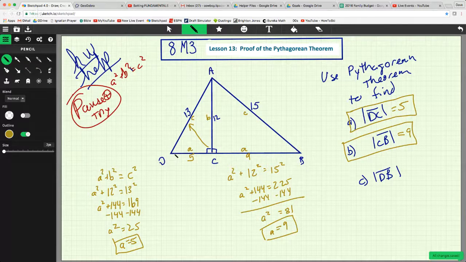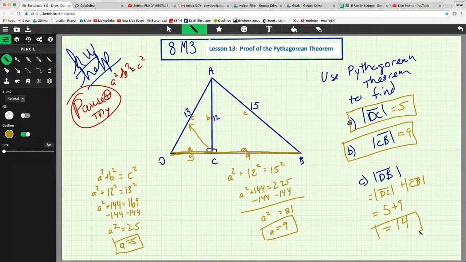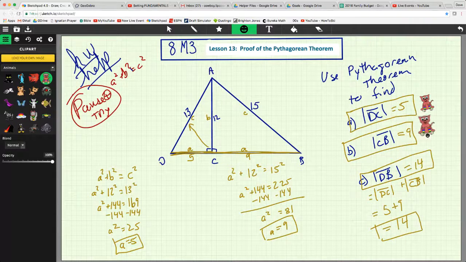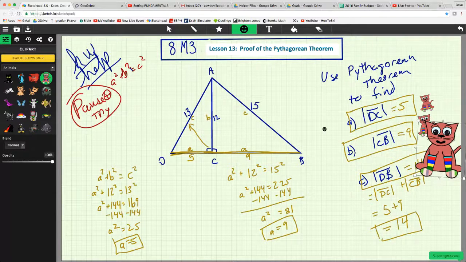So if DC equals 5 and CB equals 9, then DB, just them added together, equals DC plus CB, which is equal to 5 plus 9, which is equal to 14. Let's lay down our happy cats, and let's call that a day.